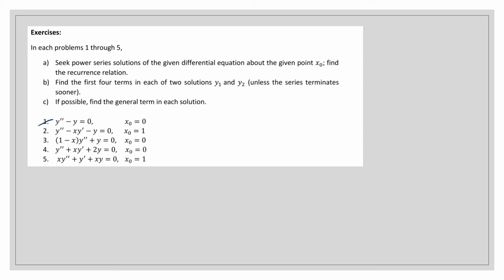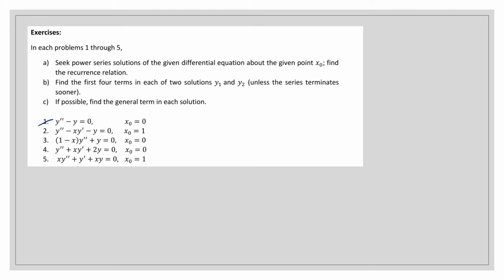Okay, in each of problems 1 through 5, we want to see the power series solution of the given differential equation about the given point x0 and find the recurrence relation. B. Find the first 4 terms in each of two solutions, y1 and y2, unless the series terminates sooner. And C. If possible, find the general term in each solution.